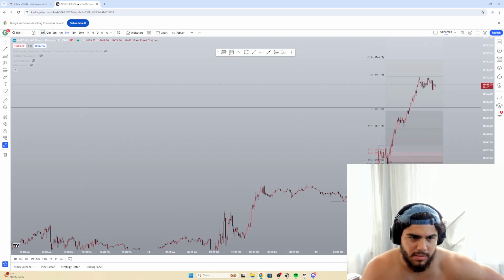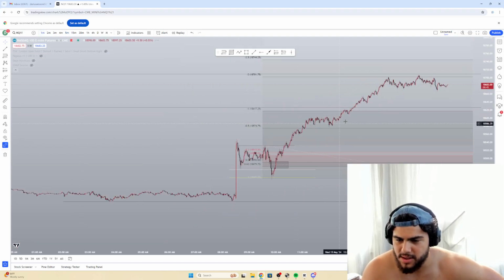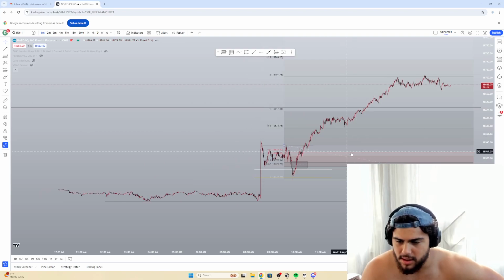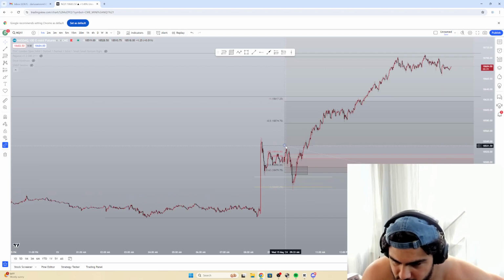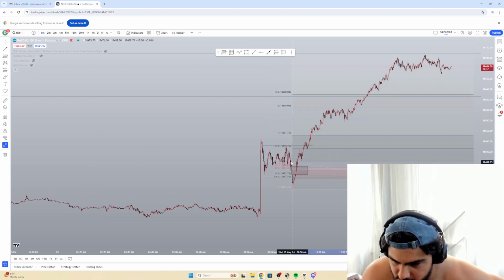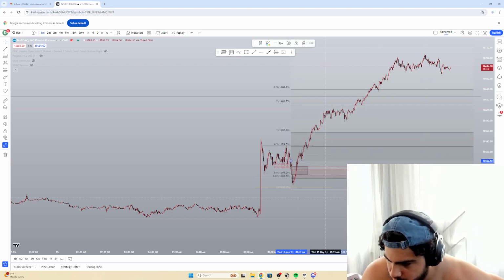I want to show on the 1 minute time frame because that's where I noticed it to be insanely accurate. Like on this manipulation here, this probably perfectly aligned with the equal highs, pretty much.